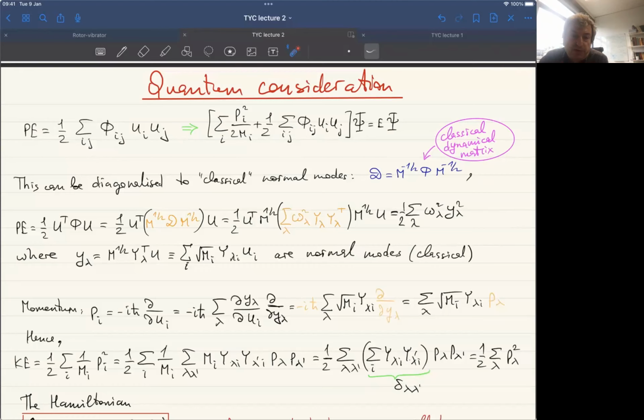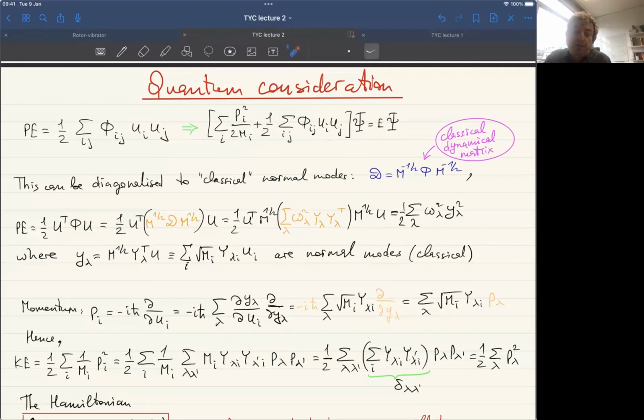So now quantum consideration. So far we did classical. Our consideration was entirely classical. But if we would like to approach the problem quantum mechanically, we again start from the potential energy, which is a quadratic form with respect to atomic displacements, again within the harmonic approximation. But this time, instead of solving classical equations of motion, we would solve the Schrödinger equation. So this is the kinetic energy, and this is the potential energy of our system.